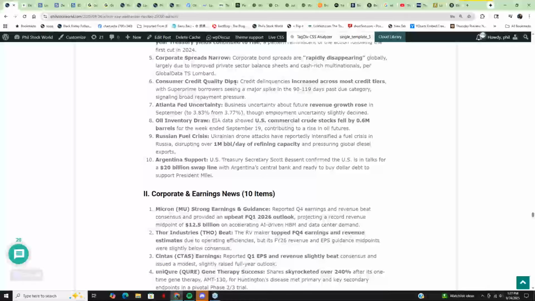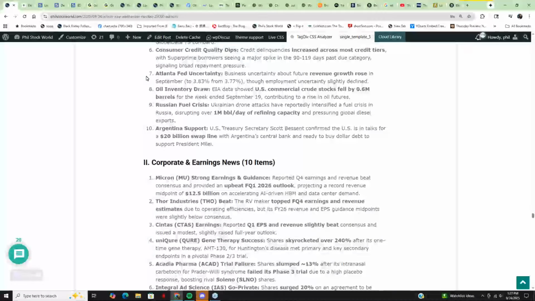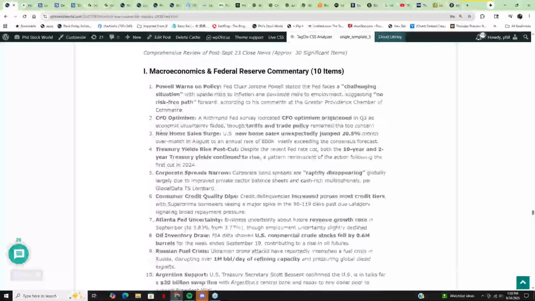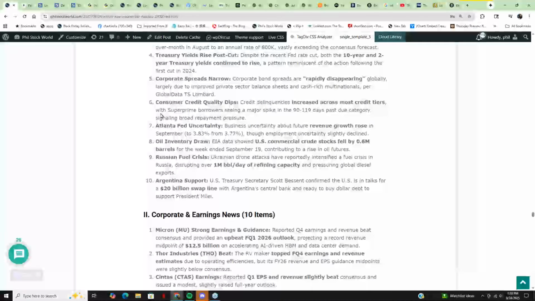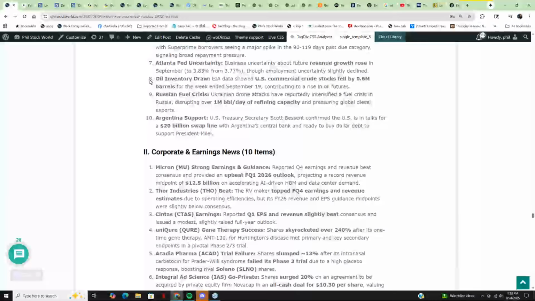So consumer credit quality is continuing to slip. That's horrifying. Super prime borrowers are seeing a major spike, so even top tier borrowers are starting to fall past 90 days late on their bills. Really big problem. The Atlanta Fed business uncertainty went up. So CFOs are optimistic, but the business owners themselves are worried. So it's a weird thing here.